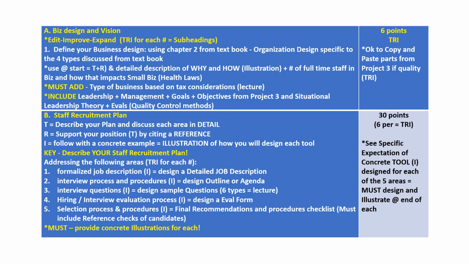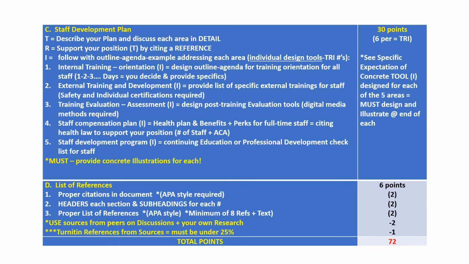Make sure you're using concrete illustrations for each. That's the key here. You can see this is a big section with the points. It's 2 points for the T, 2 for the R, and 2 for the I for each of the 5. It turns out being 30 points.